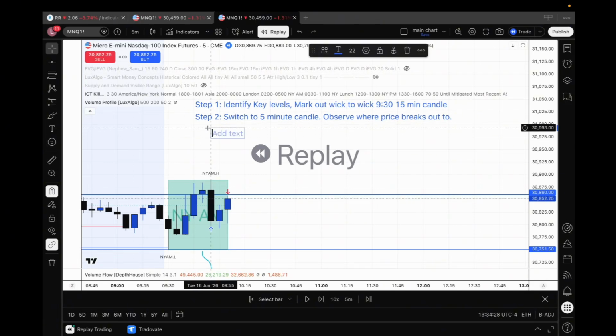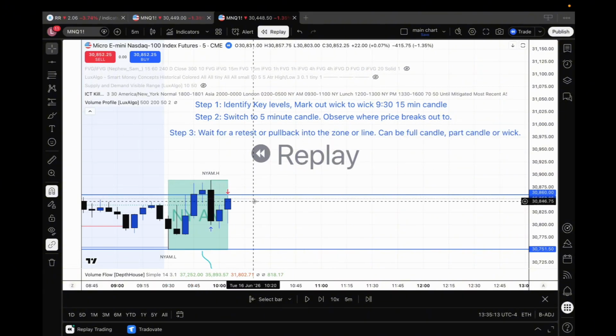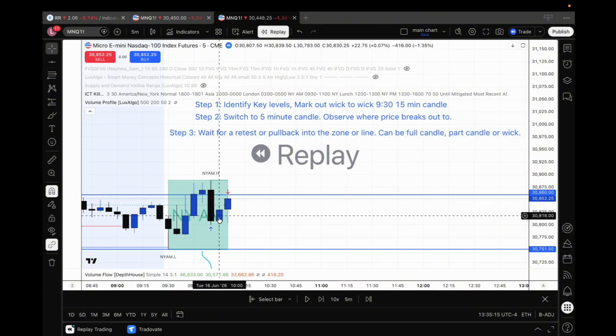And then step 3. It can be the full candle. For example, it could have been like this if this was a bearish candle. Or it can be part candle like this. Or it could be a wick like this, but make sure the wick comes into here, and you would have to take the trade once the wick is here, so you have to time price a little bit more. That's why I recommend having more of a part candle or a full candle come into here.